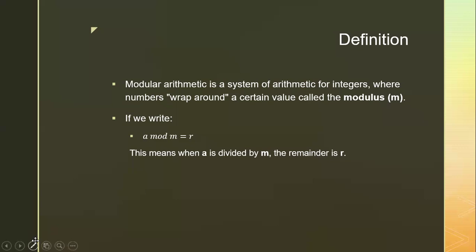So just a visual representation here. Let's just say we have 3 divided by 2. 3 divided by 2 normally is 1. But then there is a remainder here, which is a remainder of 1.